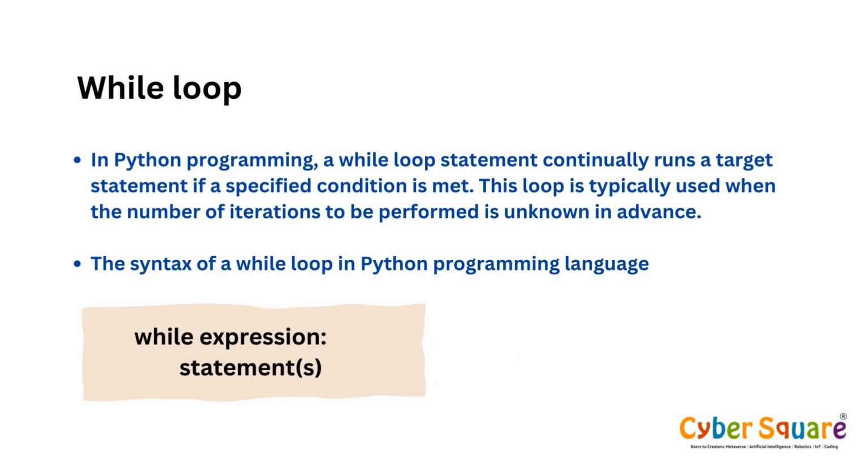While loop. In Python programming, a while loop statement continually runs a target statement if a specified condition is met. This loop is typically used when the number of iterations to be performed is unknown in advance. The syntax of a while loop in Python programming language is given below. How does a while loop execute? Let's do a program.